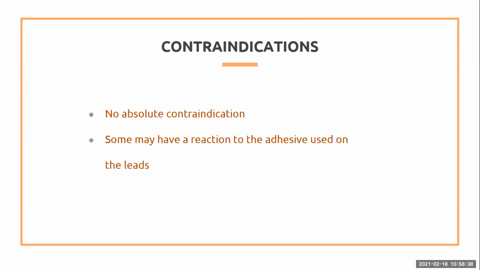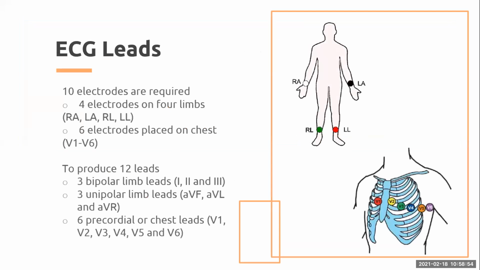For the contraindications, electrocardiogram has no absolute contraindication, although some may have a reaction. Some children may have an allergic reaction to the adhesive used on the leads. For the ECG leads, there are 10 electrodes that are required, which will be 4 electrodes on the 4 limbs and 6 electrodes that will be placed on the chest.